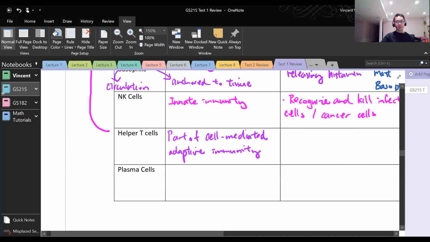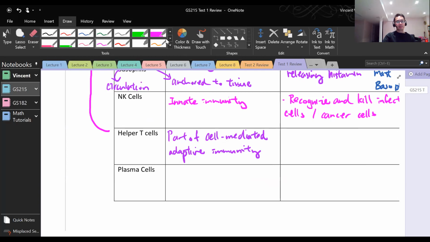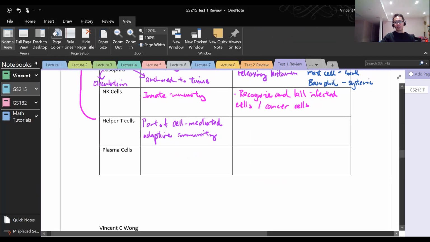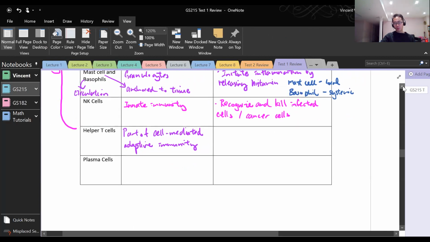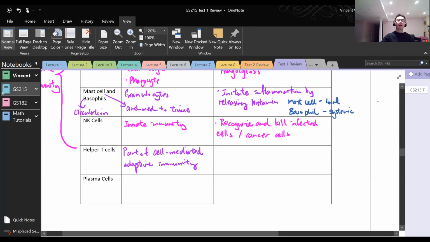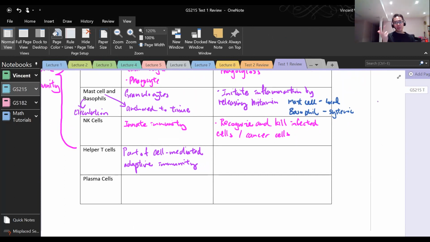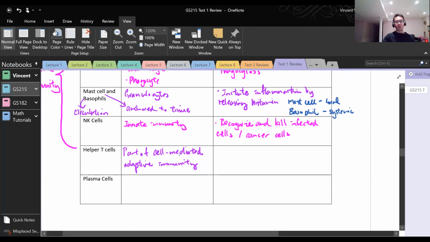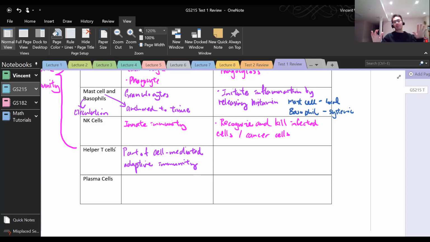Okay, part of cell-mediated adaptive immunity. Adaptive immunity is immunity that you acquire throughout life, right? Through exposure to foreign antigen. They are specific, they are diverse, right? There's immune memory, right? And it takes some time for it to start to work. It's not immediate. So there are two branches of adaptive immunity. We have the T cell department and then the B cell department, right?